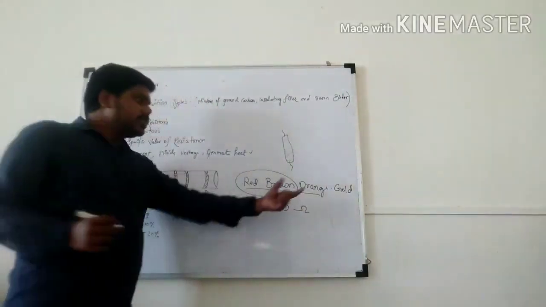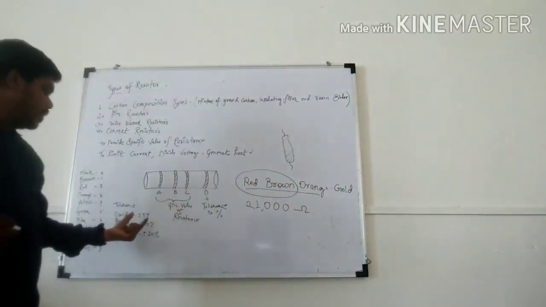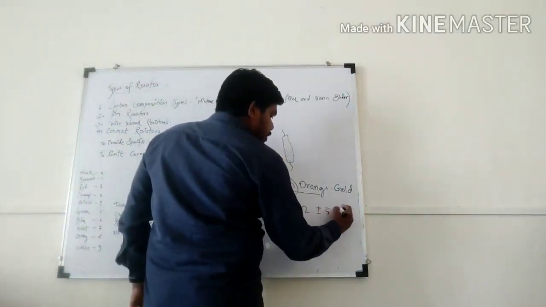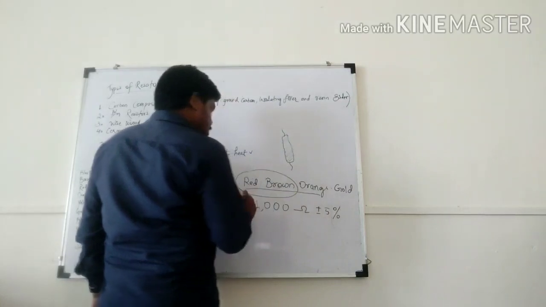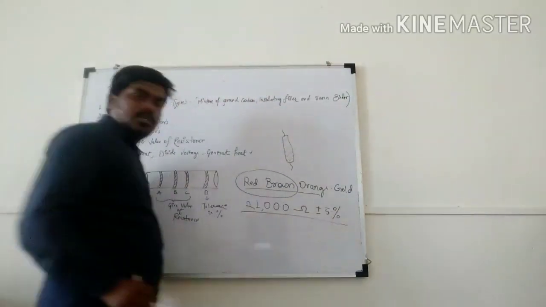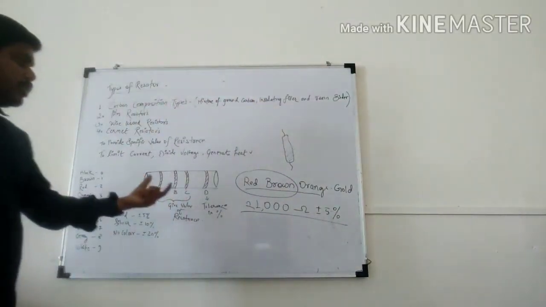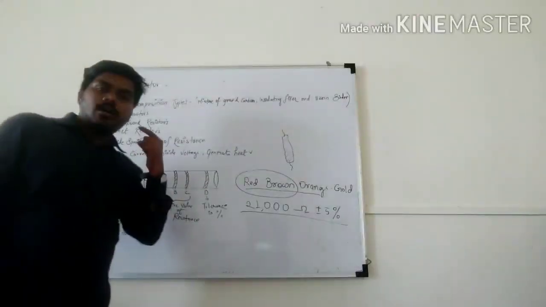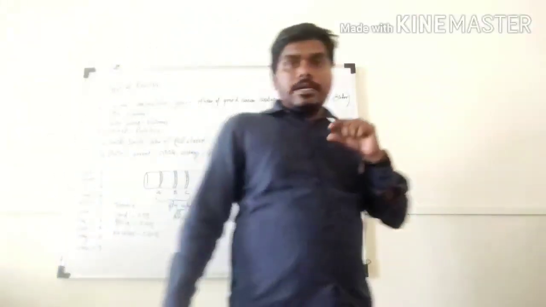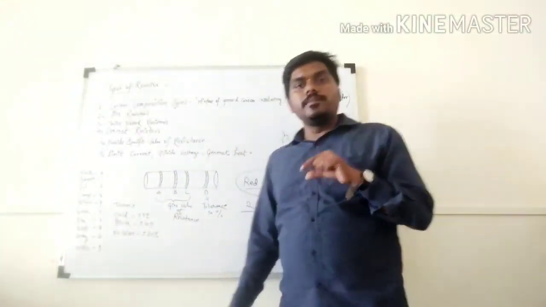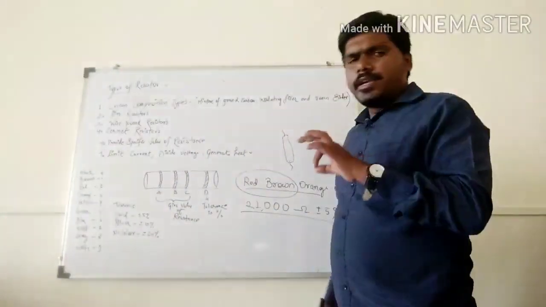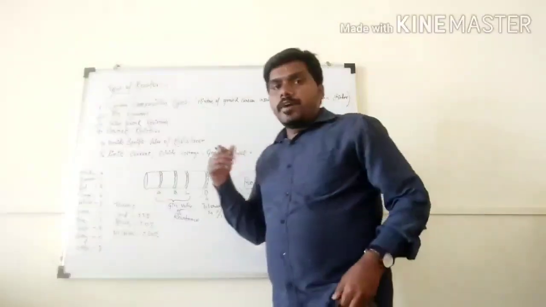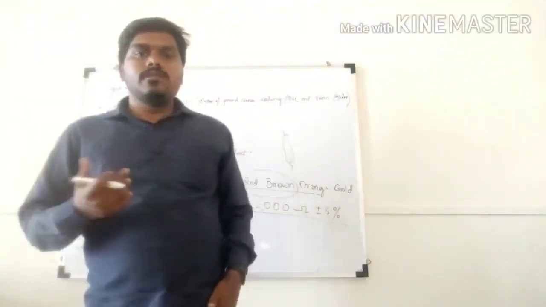And what is the tolerance limit? Gold. So what is my gold? It is plus or minus 5%. This is how you can find the value of resistance, the value of that particular resistance in any kind of circuit or circuit board. By this you can find out any resistance value.